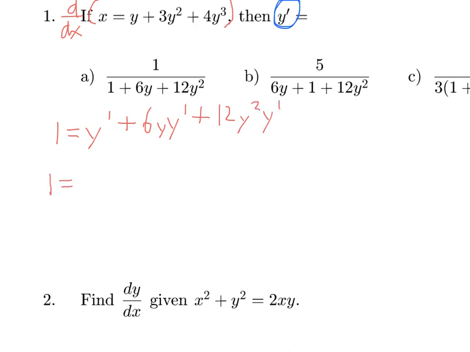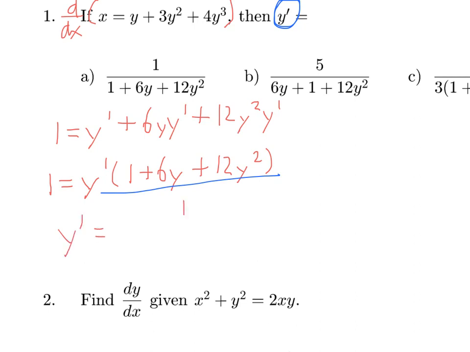Let's factor out a y prime on the right. Factoring that out, we get 1 plus 6y plus 12y squared. Divide by all of this, and that gives our answer. Y prime is 1 over 1 plus 6y plus 12y squared.